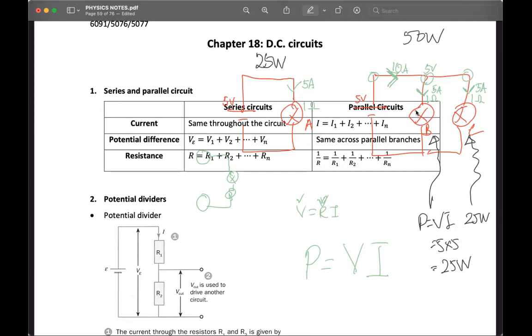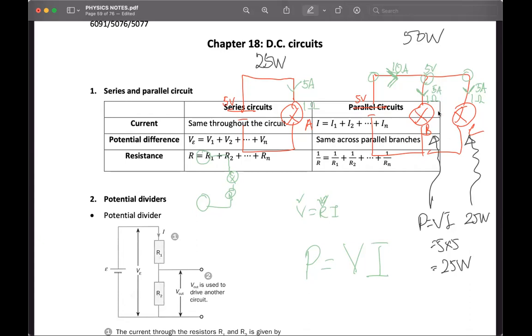Because if you go to your lab, you go and ask the teacher for bulbs and wire, the more you put in parallel, it becomes dimmer and dimmer. Okay, that is what happens in practice. But in theory, they're supposed to be the same brightness. Is that clear?